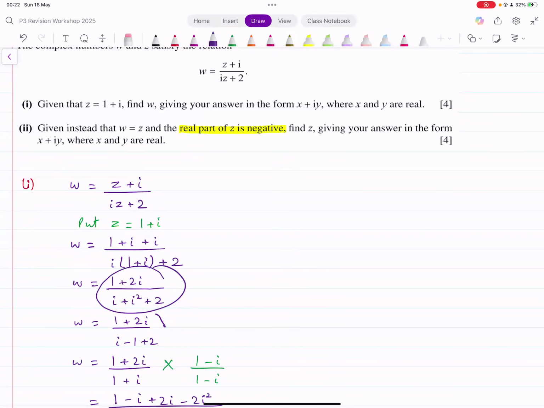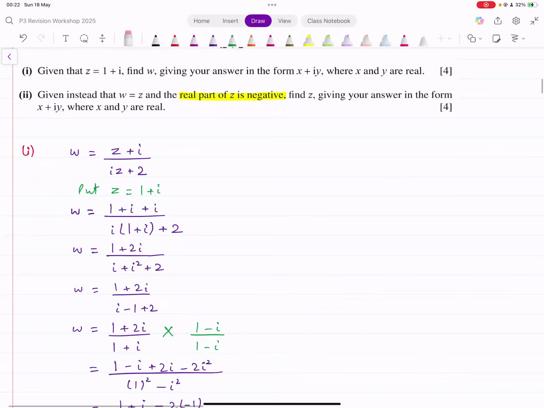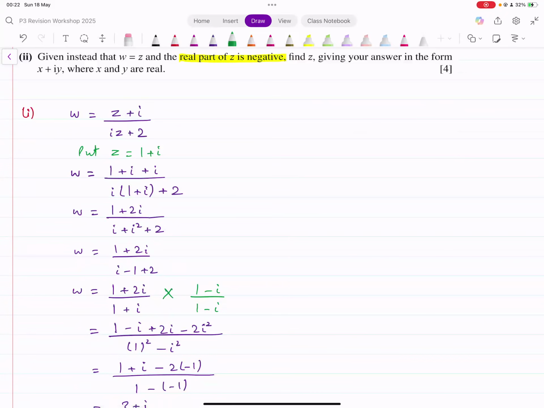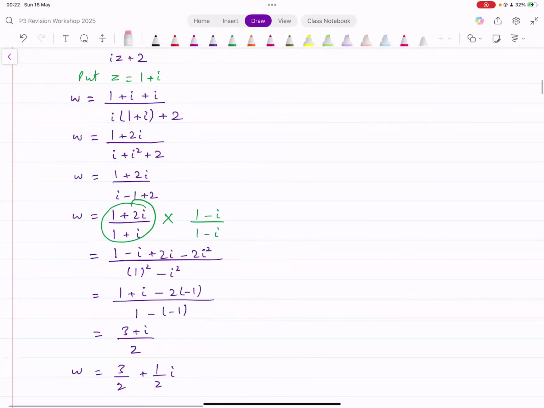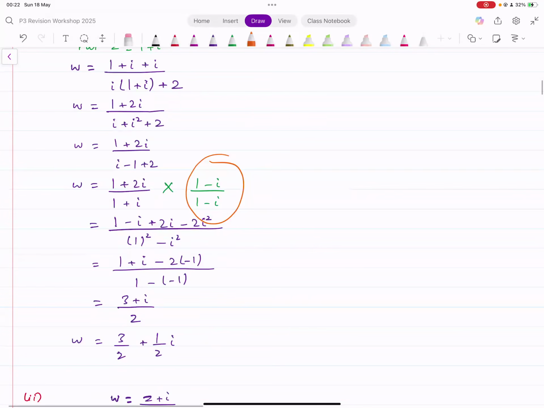Now you've got iota squared in the denominator. You first have to simplify that. That becomes iota minus 1 plus 2. And then you've got one complex number in the numerator, another in the denominator. You want your final answer in x plus y iota form. So how do you get rid of the iota from the denominator? You multiply and divide by the conjugate, simplify everything, and you get the result from that.